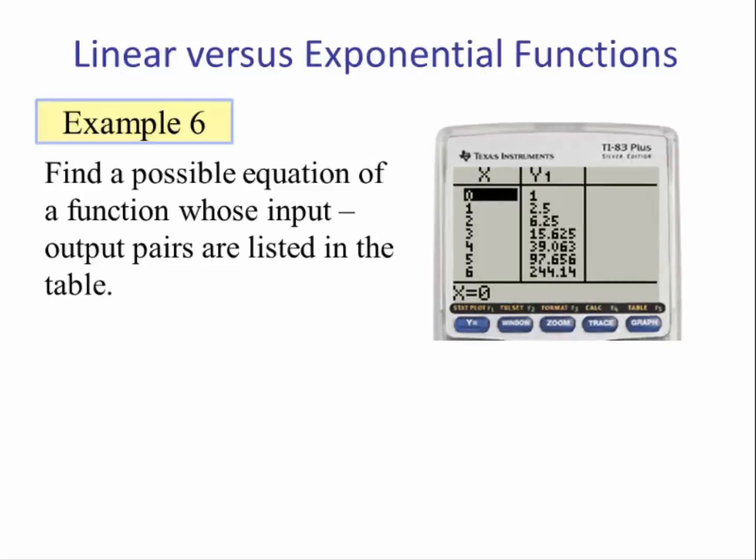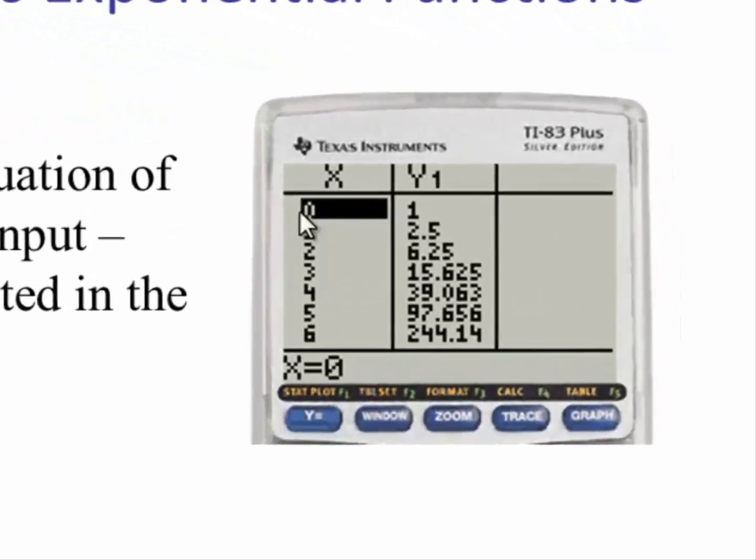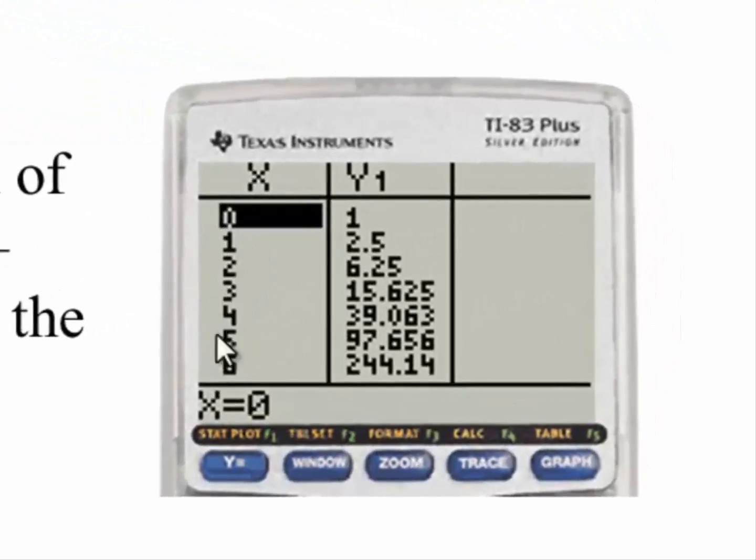Our last example for this video, example 6. As x increases by 1, in this case y is increasing. And again, it's clear that this is not linear because it's not increasing at a constant rate. These numbers are getting larger and larger and larger. Usually that's a sign that it's exponential.